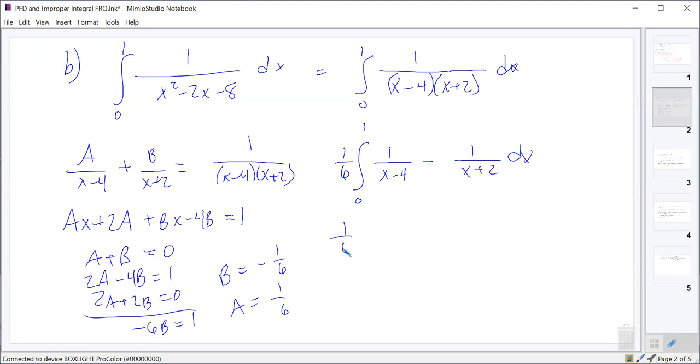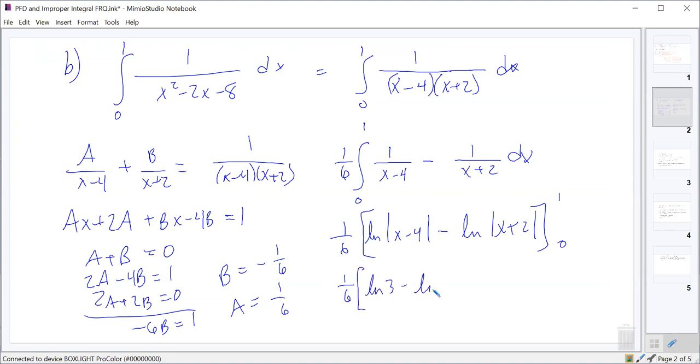Then we integrate. 1/6 natural log absolute value x minus 4 minus natural log absolute value x plus 2 from 0 to 1 gives us 1/6 of the natural log of 3 minus the natural log of 3 minus the natural log of 4 minus the natural log of 2. Everybody agree with that?